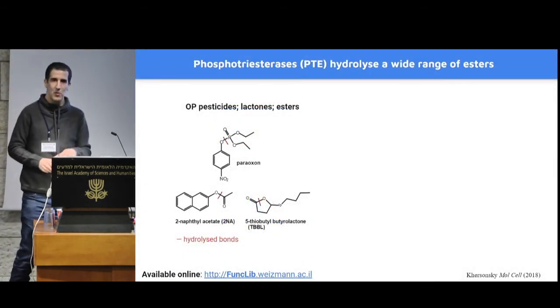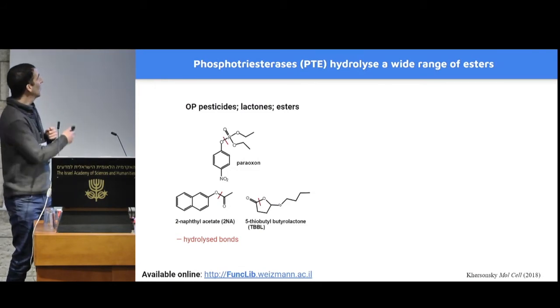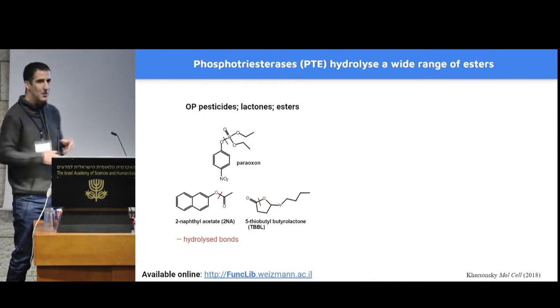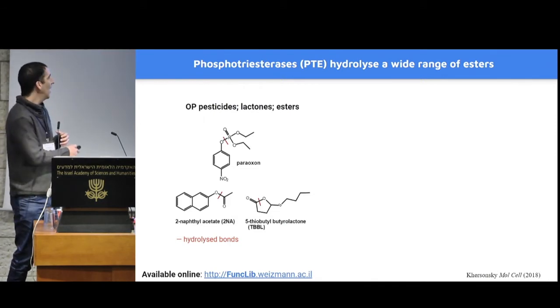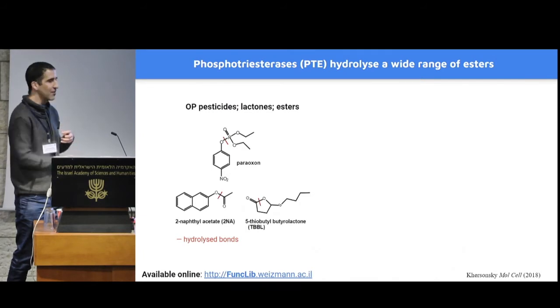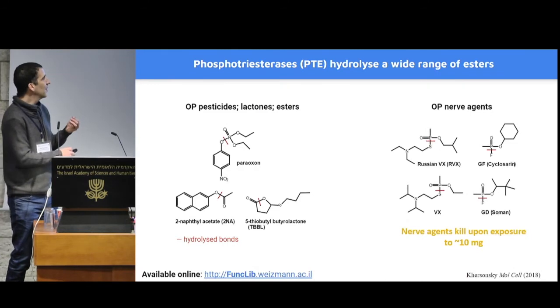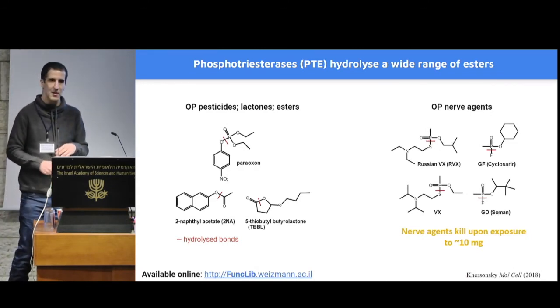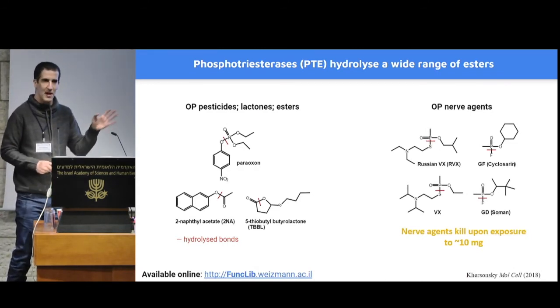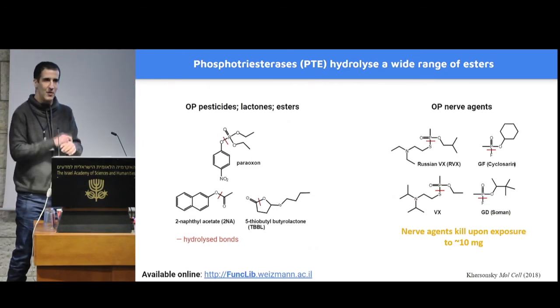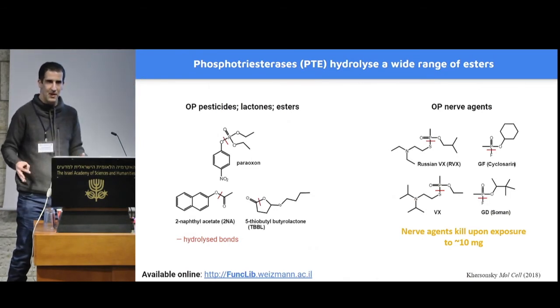The first model system we worked on, again suggested by Dani, was a bacterial phosphotriesterase. This enzyme is a very broad spectrum, promiscuous esterase. It hydrolyzes this pesticide, but also lactones and various esters. The reason it's so interesting to us is that it also hydrolyzes organophosphorus nerve agents such as VX, sarin, and so on. These are some of the most toxic and poisonous compounds we know, and one drop on the skin of an adult can kill within minutes.